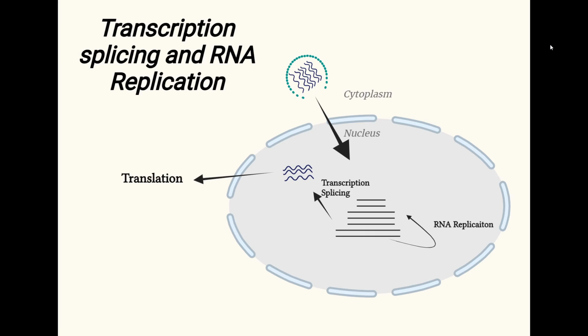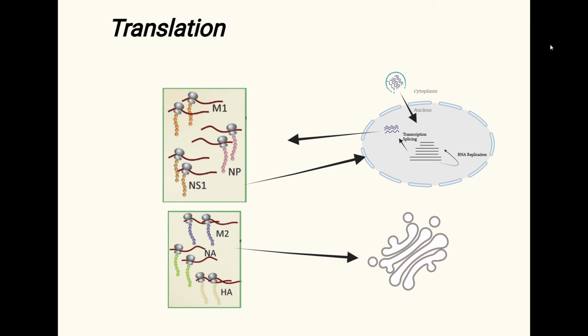Once the genomes are released into the nucleus, they go through one of two pathways. One pathway is to undergo transcription and splicing and then be released into the cytoplasm for translation. The second pathway occurs only within the nucleus as genomes undergo RNA replication. There are two groups based on the location of translation.